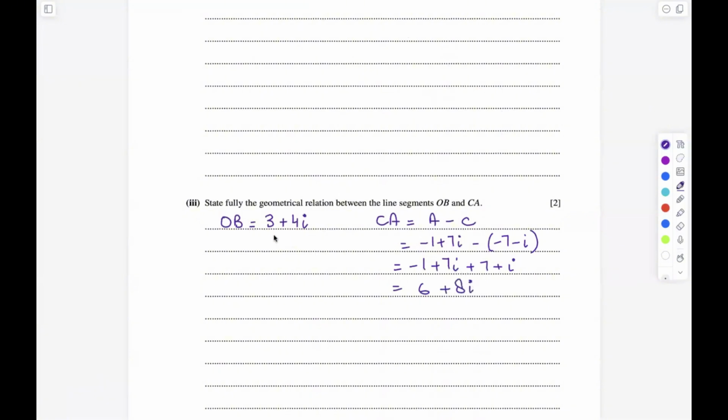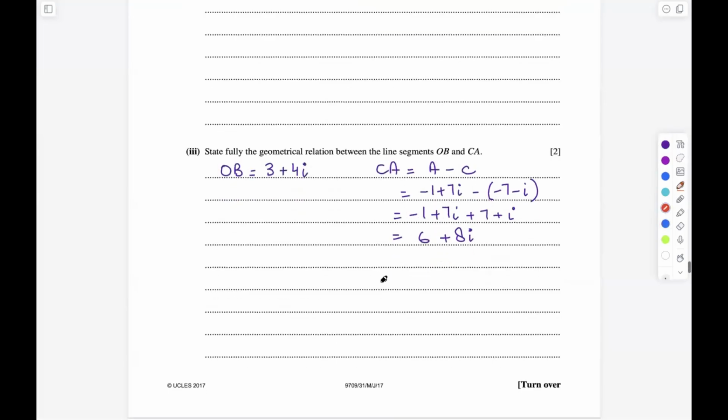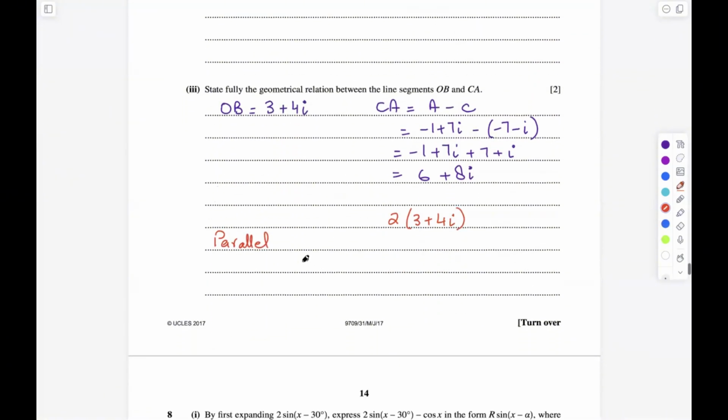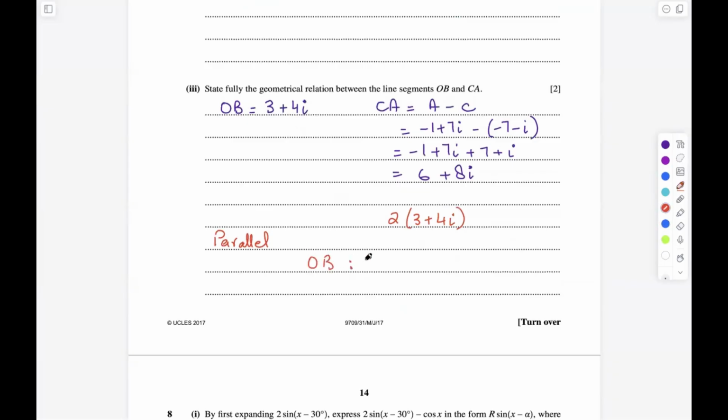Now, once we have both OB and CA, we can see that they are in a particular ratio. If we take 2 common from CA, we get 2 times (3 + 4i), which means the first thing we can say is that OB and CA are parallel. For the second mark, we have to give the ratio. The ratio of OB to CA is 1:2, or we can also write it as CA is twice OB. Both answers will be marked correct.